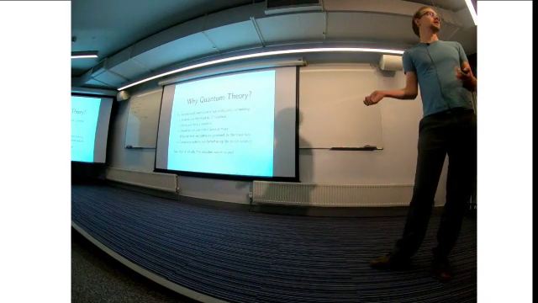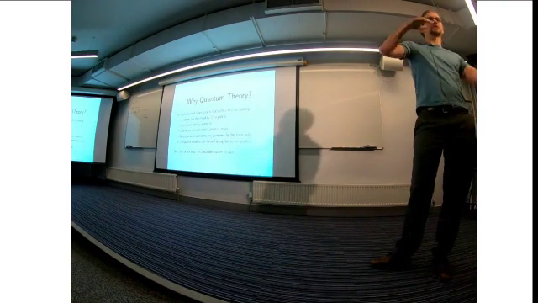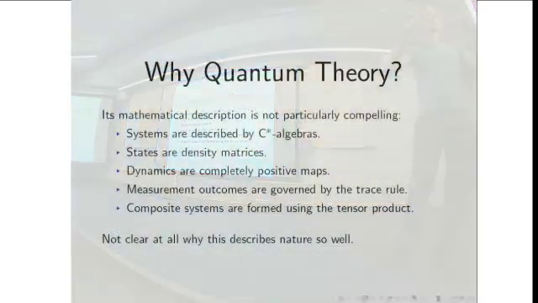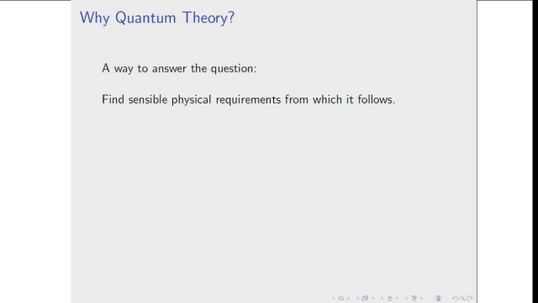And also, the way quantum theory was developed, we had all these experiments and results, and it sort of fit together, and we had this model, and it was like, okay, why do we have this model? We don't know. So a way to start answering this question of why we have this model of C-star algebras or Hilbert spaces and all this stuff to describe nature is to find some sensible physical requirements from which we can derive all the structure.